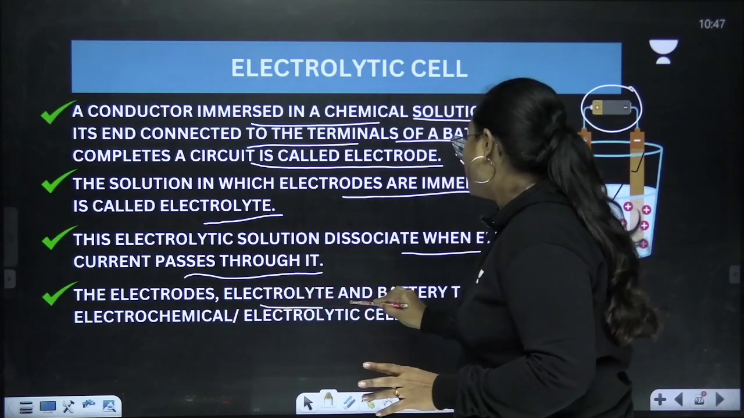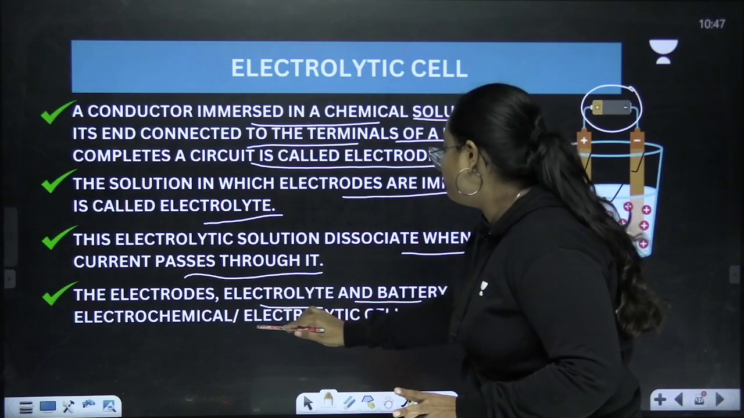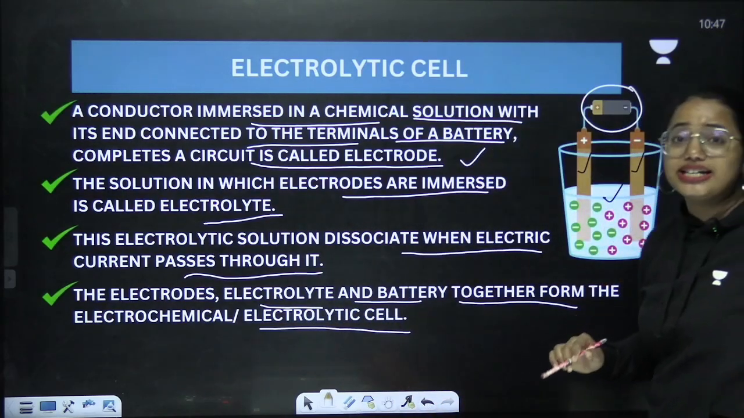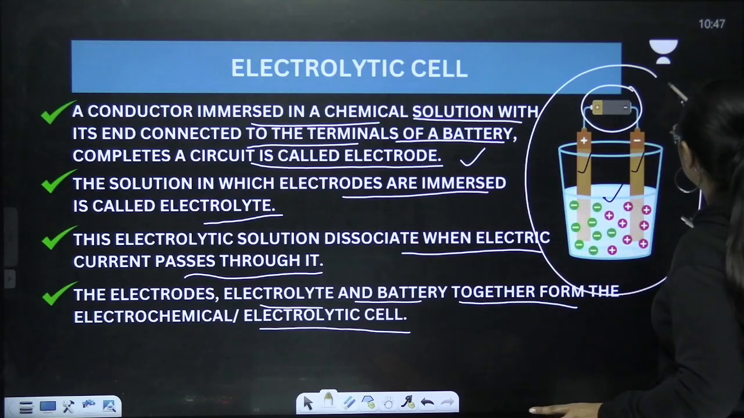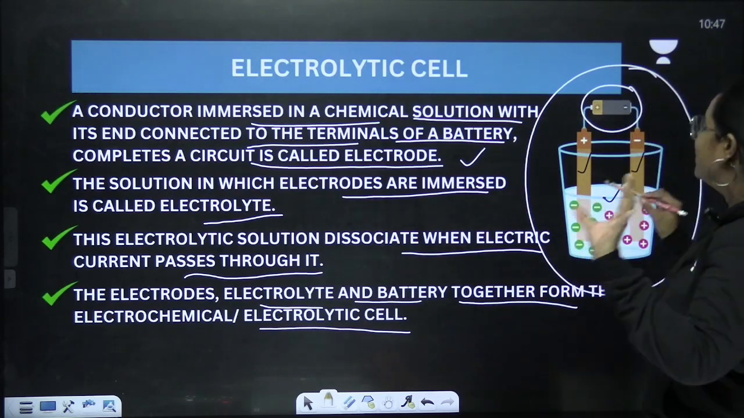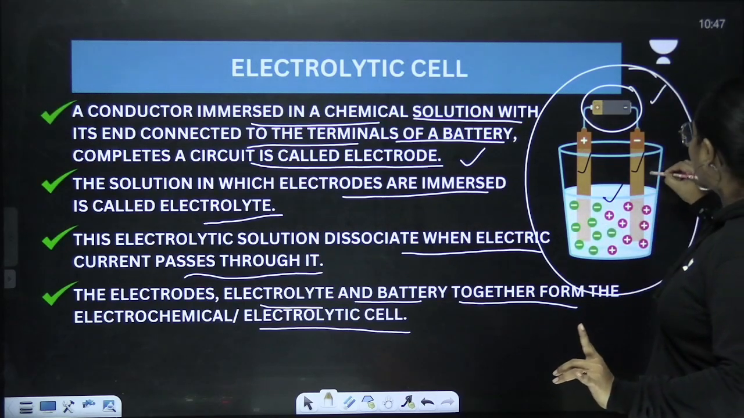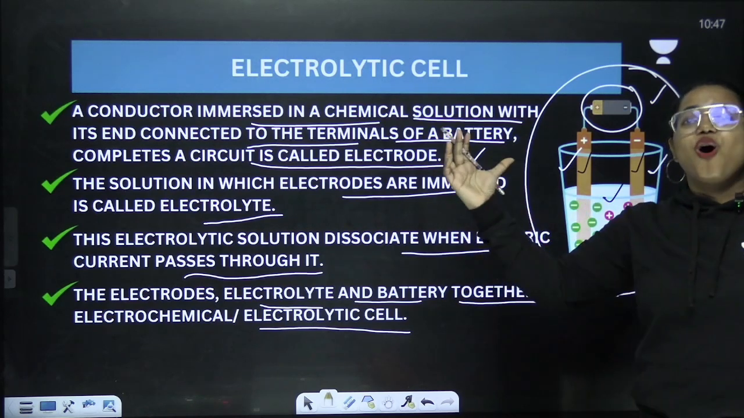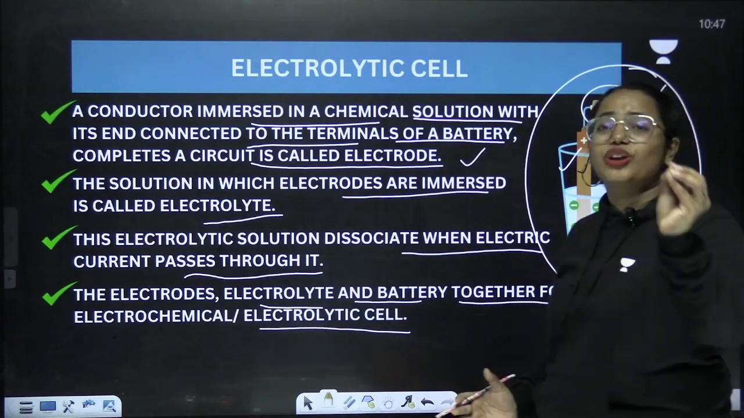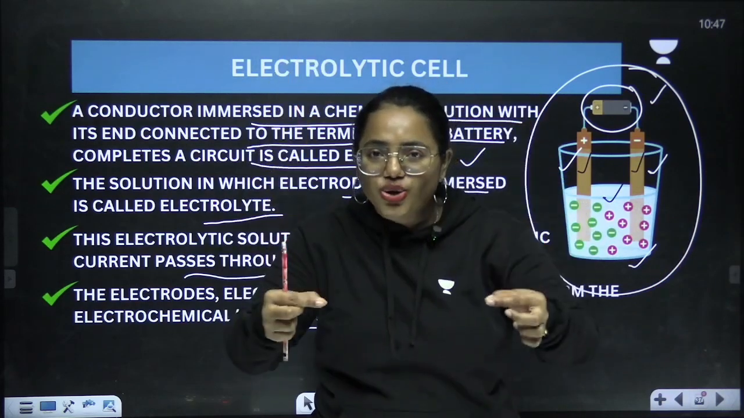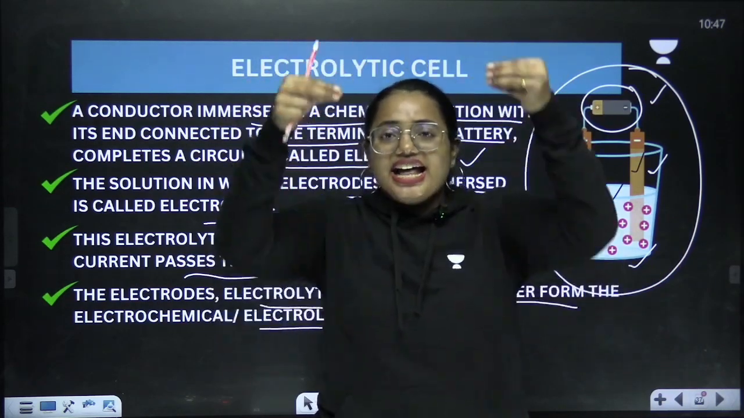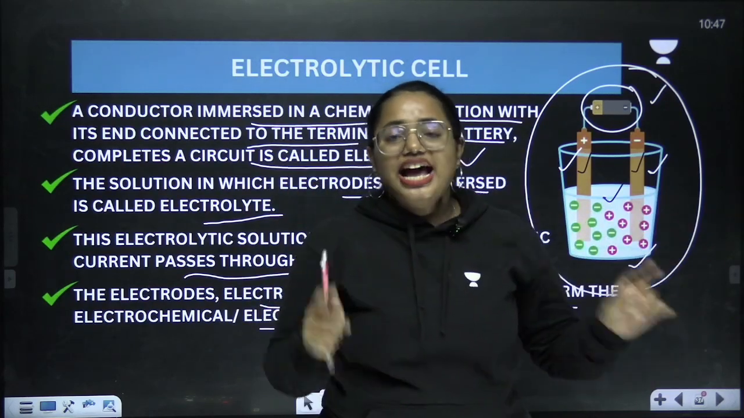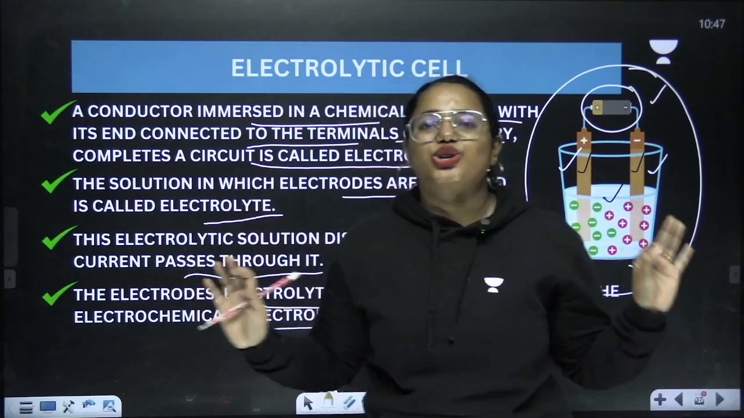So the electrodes, electrolyte and battery together form an electrochemical or electrolytic cell. So if you want to say electrolytic cell, you have to consider the whole setup. I will tell you once again: the battery, the electrodes and the electrolytic solution. These three things all together can be called an electrolytic cell. Clear? So two electrodes have been connected to a battery and these electrodes are immersed in a conducting solution or electrolytic solution, and the whole setup can be called an electrolytic cell.